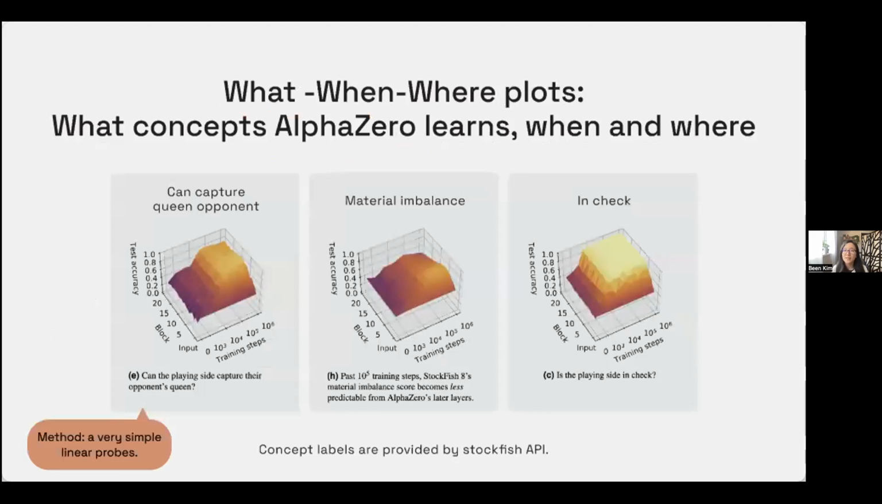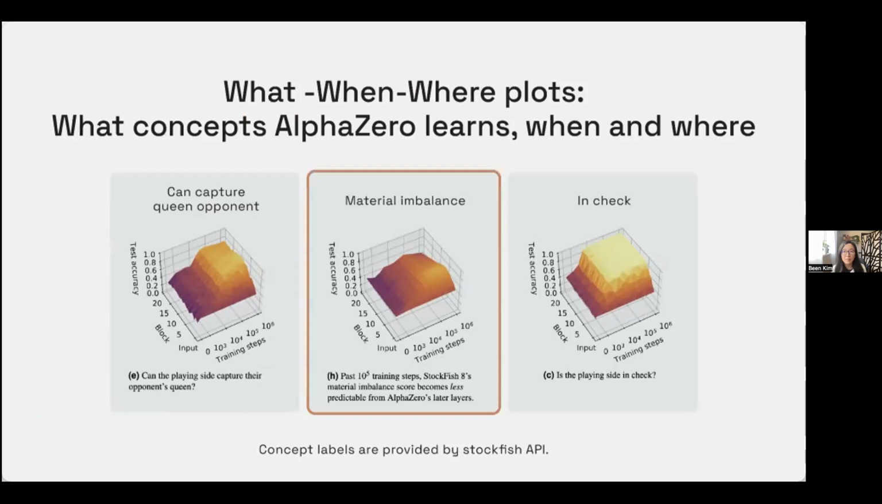So the first question is, do human chess concepts exist in AlphaZero, or does it just learn to play in a completely different way? We use very simple linear probes to detect concepts. We have concept labels from Stockfish. Then for each layer, we train a linear classifier to distinguish concepts from others, and use the accuracy of the classifier as a proxy for whether the concept, or something correlated with the concept to be exact, exists in each layer throughout the course of training. And it turns out that it does, but what concept is learned when and where varies.